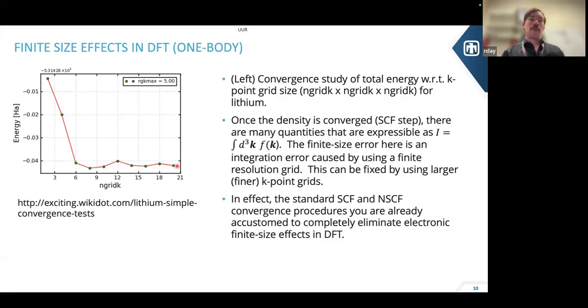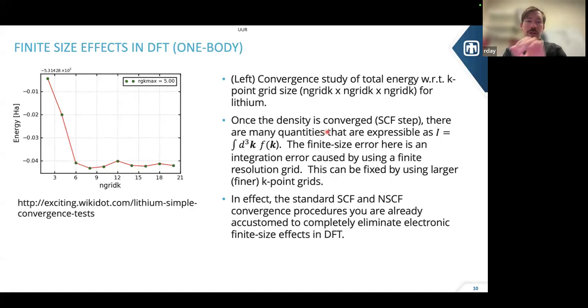So one of the things that happens in DFT is that if you don't use a sufficiently large simulation cell, or if you don't use a sufficiently large K-point grid, your densities are not converged. As you start going larger, the self-consistent density that you're dealing with does have a limit that you need to hit first. In fact, in the lab, we'll do a self-consistent step before we do the non-self-consistent.